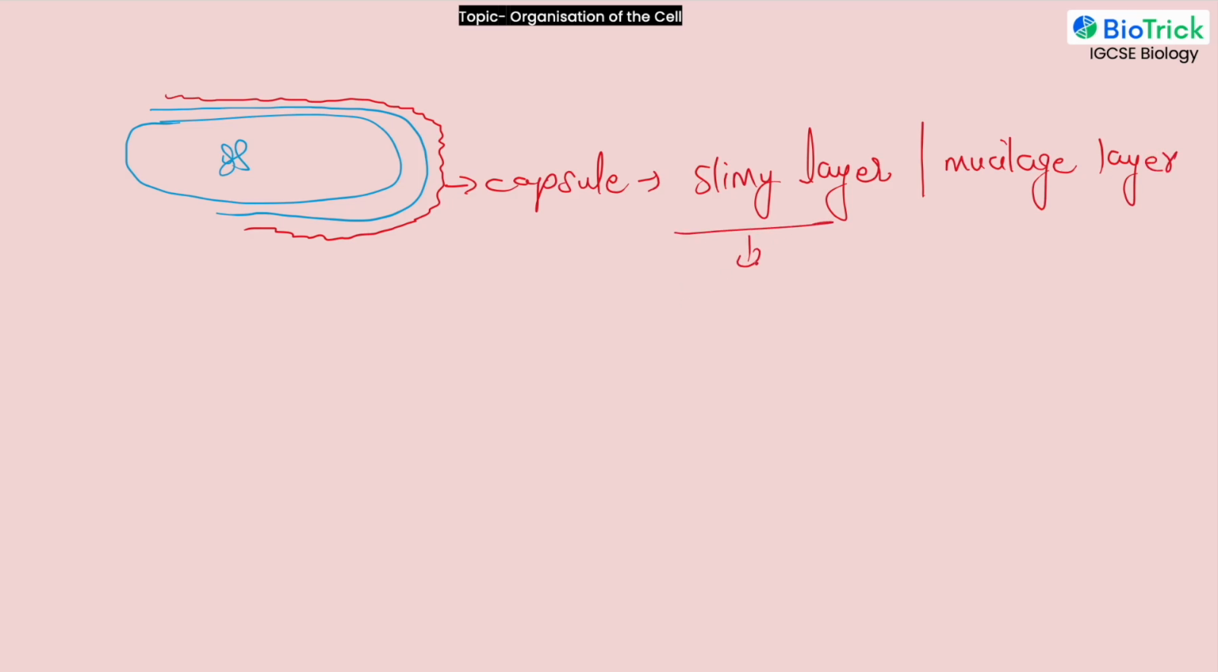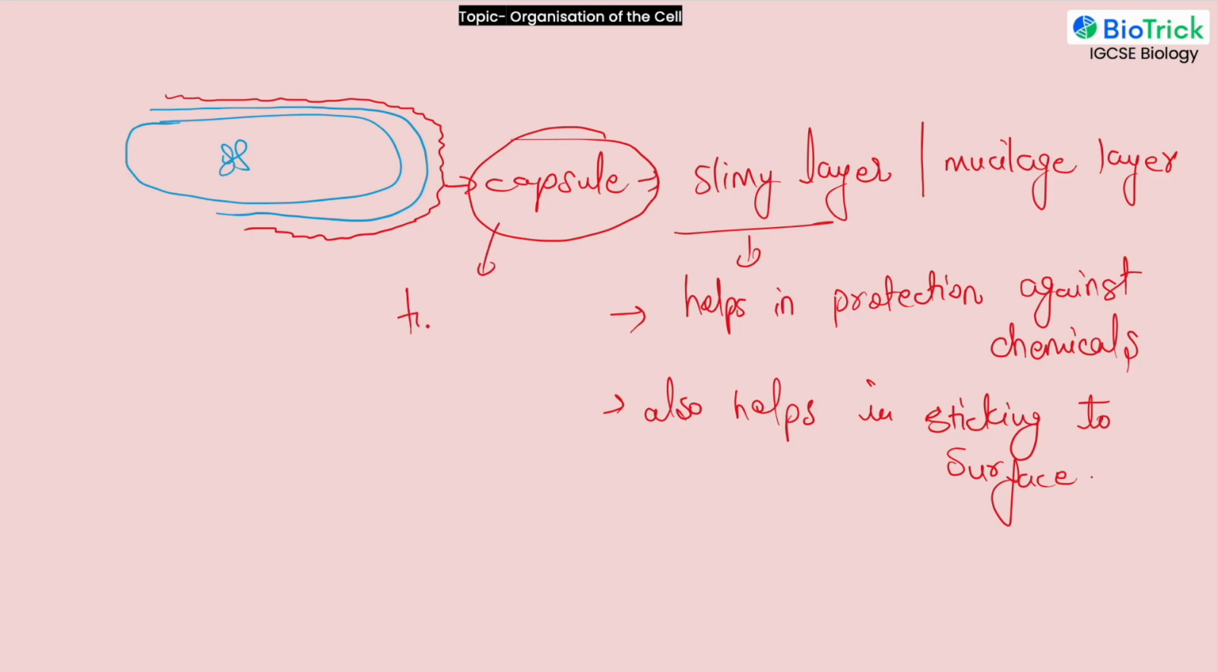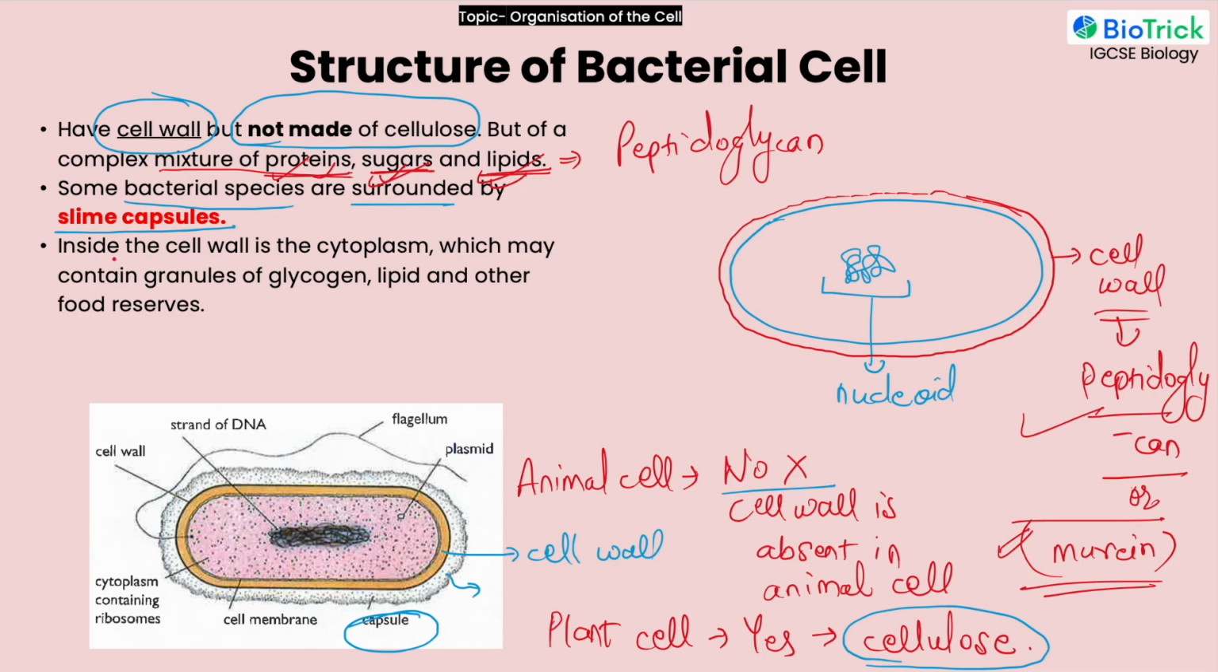Okay, it basically helps in protection against chemicals. It protects the bacteria against chemicals. It also helps in sticking to surfaces. Okay, so this is the outer covering, the capsule. It is a tough layer that helps in protection against chemicals. Okay, so we have discussed the cell wall and the slime capsule.